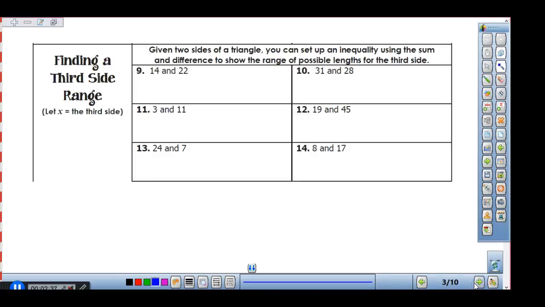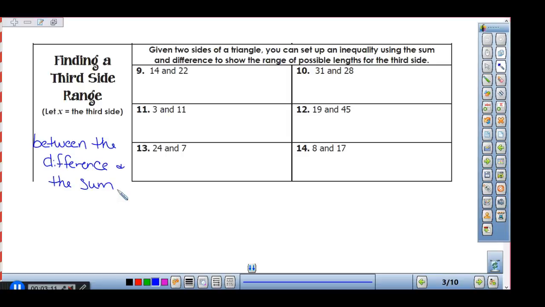Alright, so number 9. When we get down to this and we're finding the third side, if it gives us two sides, I can find the range that the third side has to be in. It has to be between the difference, and when I say difference, what am I doing? Subtracting. So between the difference and the sum.